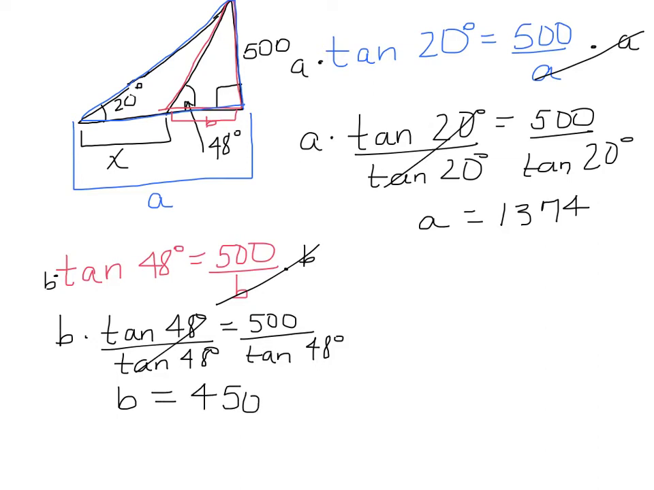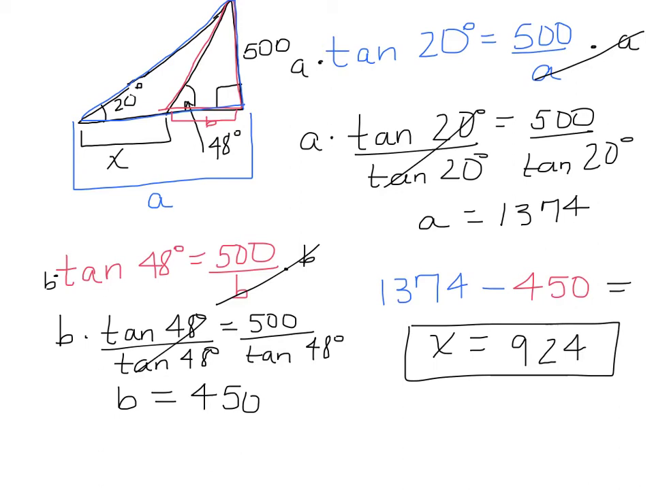450. So to get x, we're going to have to take the large triangle, which was the blue one, and subtract the little triangle, which was the pink one, which was 450. And that amount would be 924 units. So sometimes you'll have to add the two values and sometimes you'll have to subtract, depending upon what you're looking for.